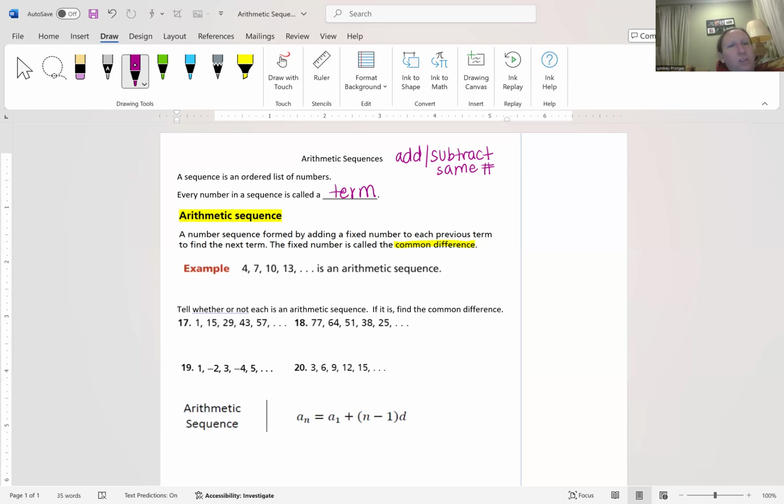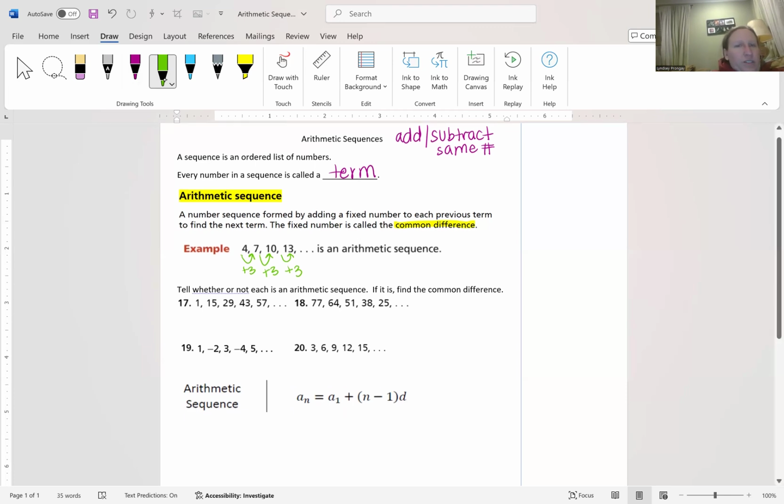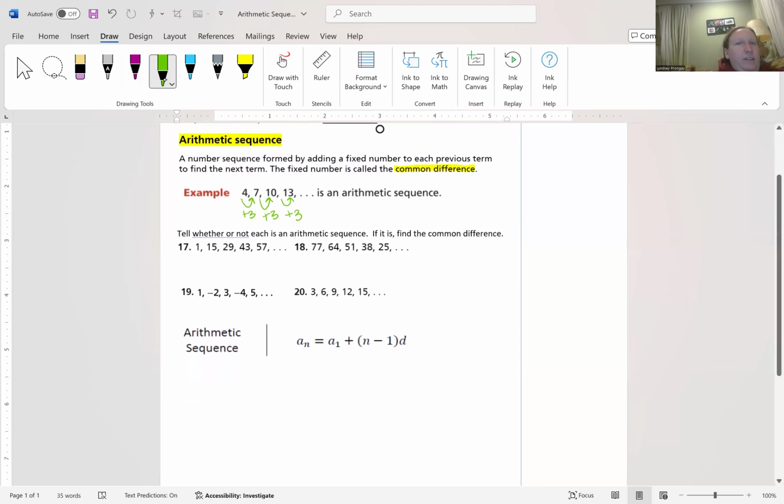Okay, so for example, 4, 7, 10, 13 is an arithmetic sequence because it is going plus 3, plus 3, plus 3. And notice the dot, dot, dot is there to show it would go on forever. So in our next section, we are saying whether or not it is an arithmetic sequence, and we are going to find the common difference if it is.